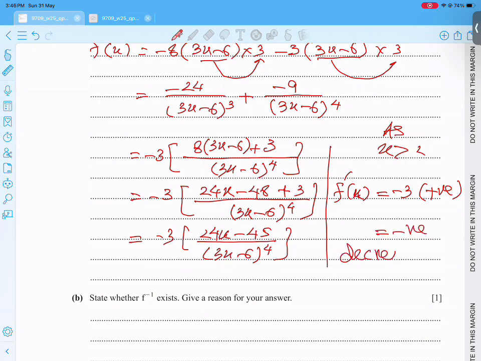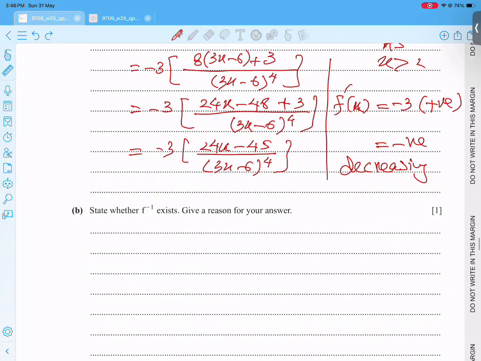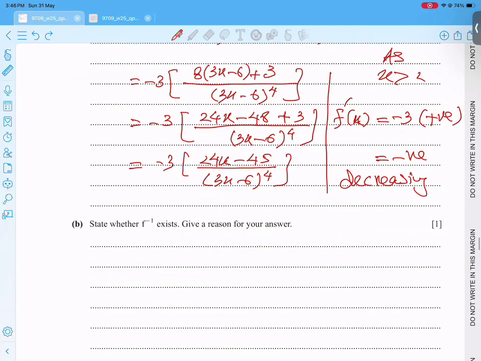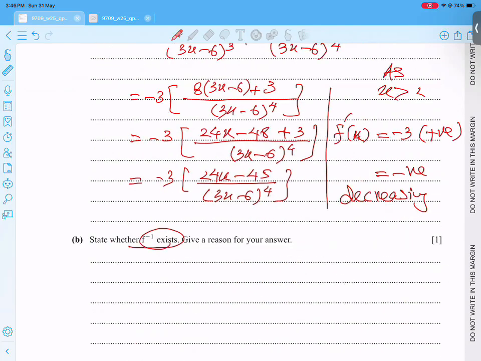Whenever we differentiate, we have 3 criteria. If a positive value comes, it is increasing; negative, decreasing. If some part is positive and some part negative, it is called neither. I hope this part is clear. Now after this, in the second part, he is asking part B: state whether f inverse exists or not. So how can we do it?